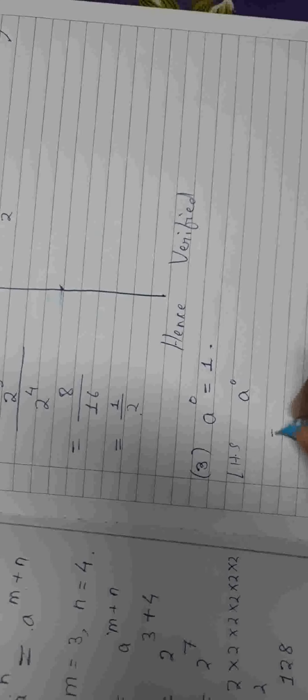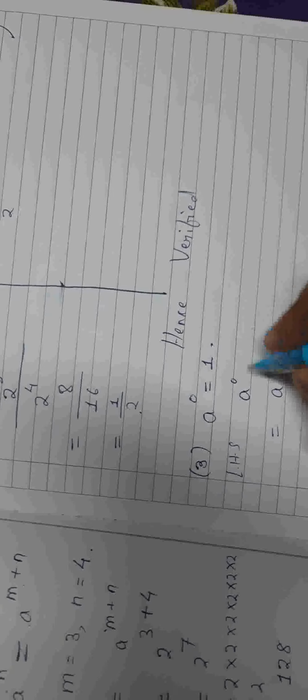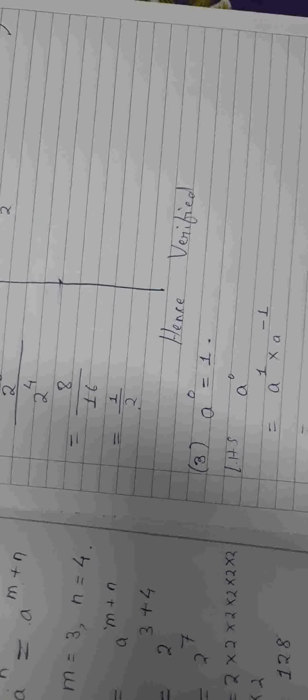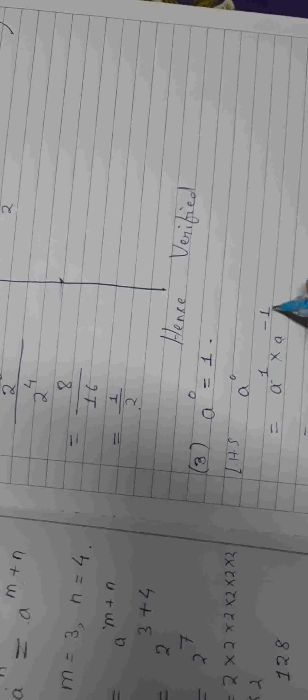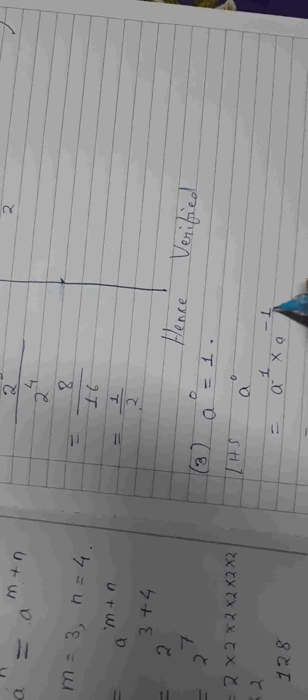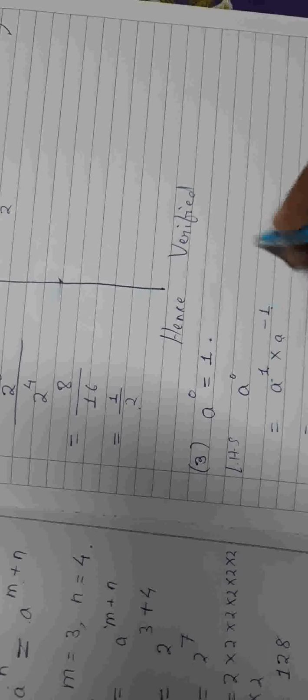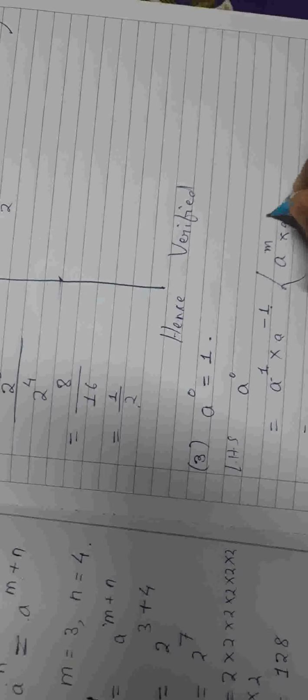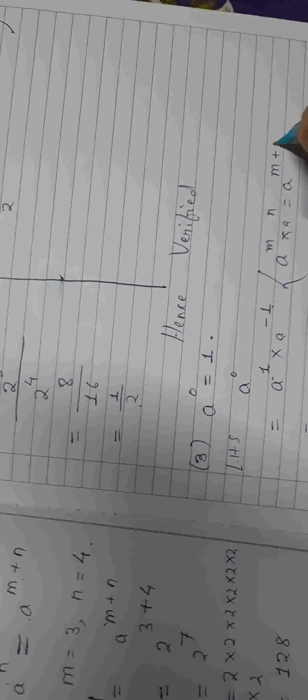So a to the power 0. This a to the power 0 can be written as a to the power 1 into a to the power minus 1. Now why can we write this? Since bases are same, powers will be added. So plus 1 and minus 1, when I add, my expression will be a to the power 0, which will remain. So this a to the power 0 is equivalent to a to the power 1 into a to the power minus 1. This goes by the formula of a to the power m into a to the power n, which is equal to a to the power m plus n.